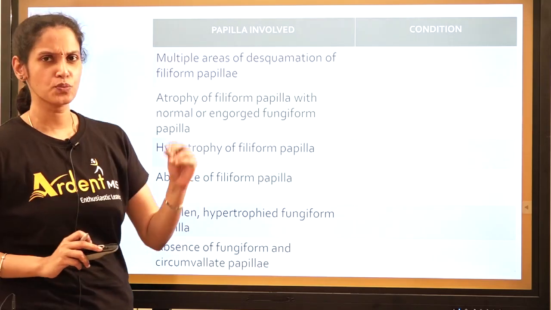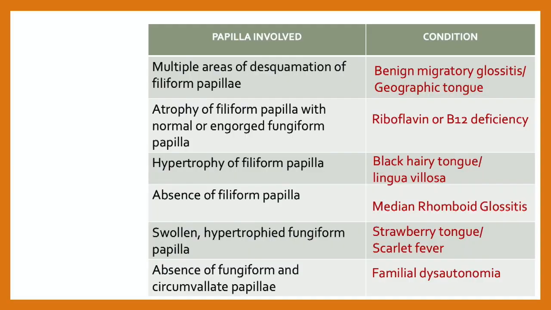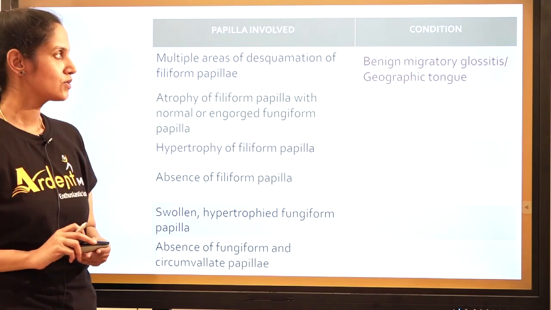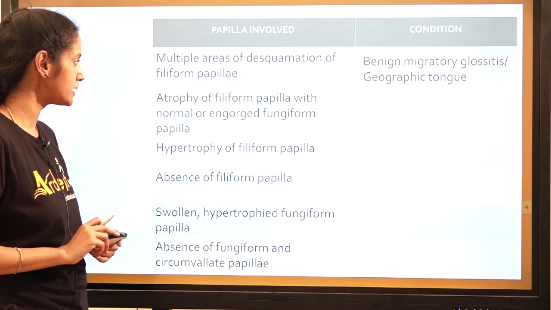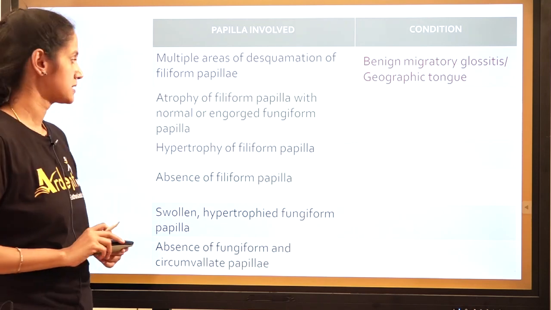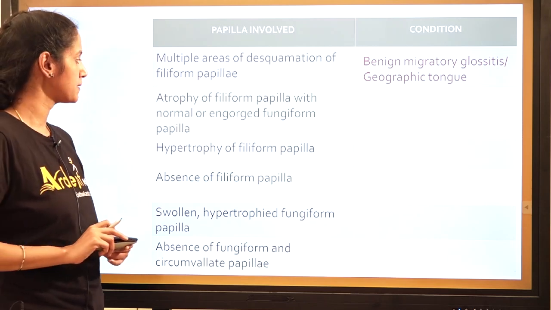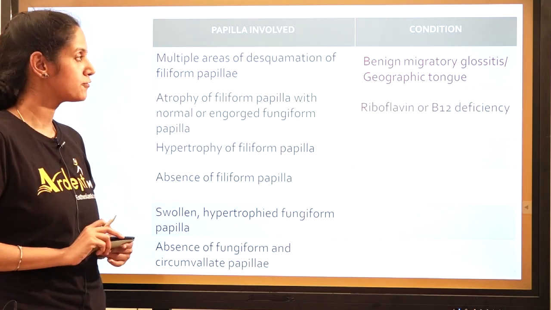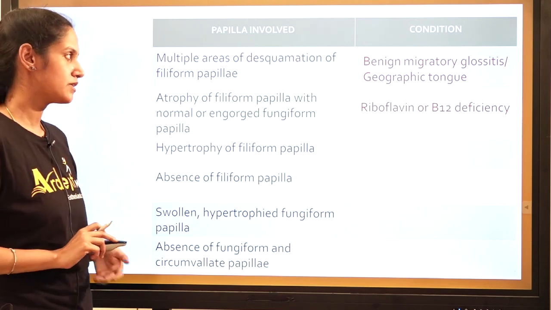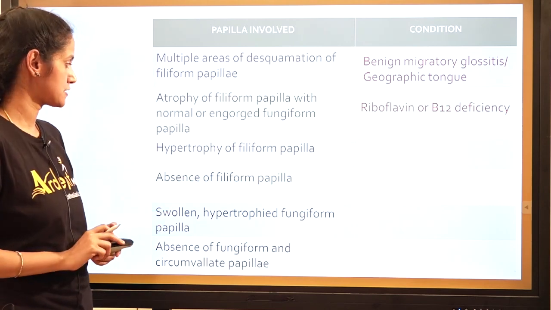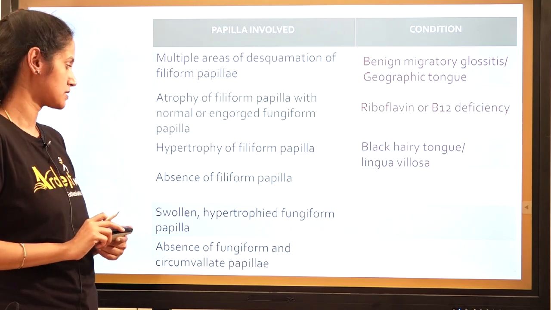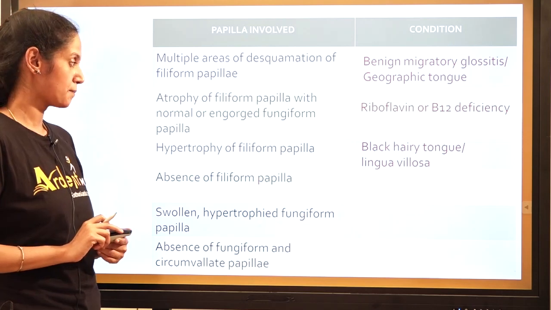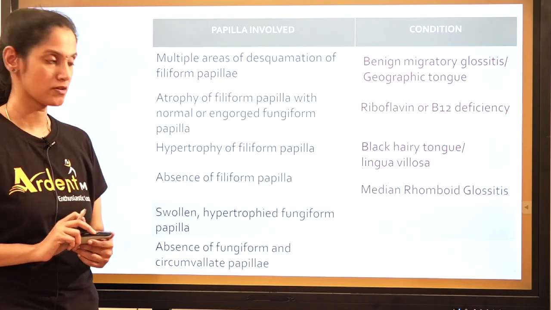Just to quickly run through the tongue conditions which we commonly see. Multiple areas of desquamation of filiform papillae you call benign migratory glossitis, geographic tongue, which keeps changing places, right? Otherwise even called erythema migrans. Atrophy of filiform papillae with normal or engorged fungiform papillae is seen in B12 deficiency, or even in B2, riboflavin deficiency. Hypertrophy of filiform papillae is seen in black hairy tongue or lingua villosa. Absence of filiform papillae is seen in median rhomboid glossitis.